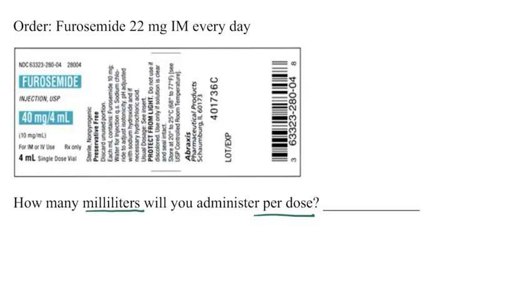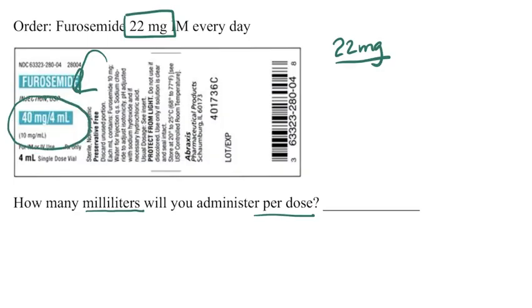So doctor's order, I have that right here. The doctor wants 22 milligrams. That's my D, 22 milligrams. And what do I have? I'm going to look over here at my label, and I see a couple options here. I see this is a ratio proportion. There's 40 milligrams and 4 milliliters, which is the same as 10 milligrams and 1 milliliter.